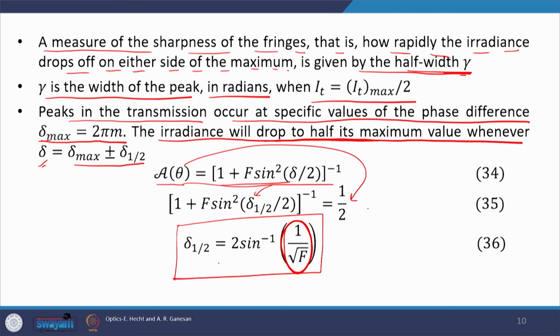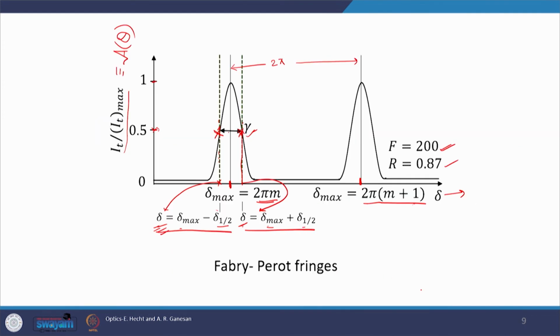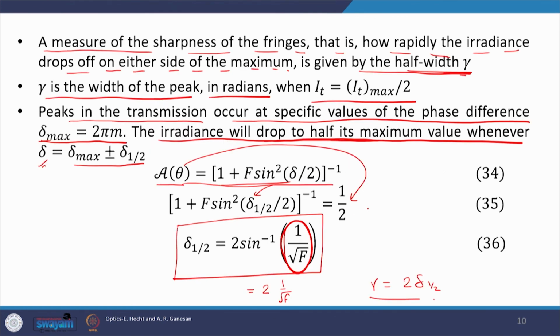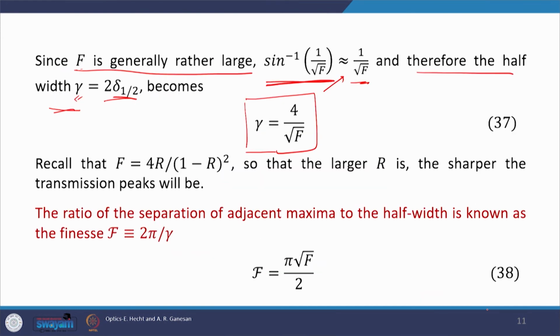I repeat, here you see the delta half, but if F is very large, then you can replace it with 1 by square root of F, and we know gamma is equal to twice delta half, because in this figure you see gamma is the width at half irradiance, and what is this width? This width is this phase minus this phase, and if you subtract these two, then you will get 2 delta half, which would be equal to your gamma, and therefore, gamma would be 4 by square root of F, which is given by equation number 37.